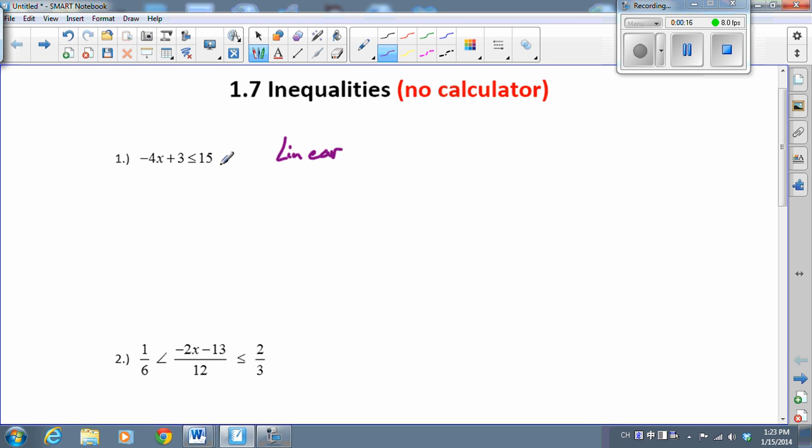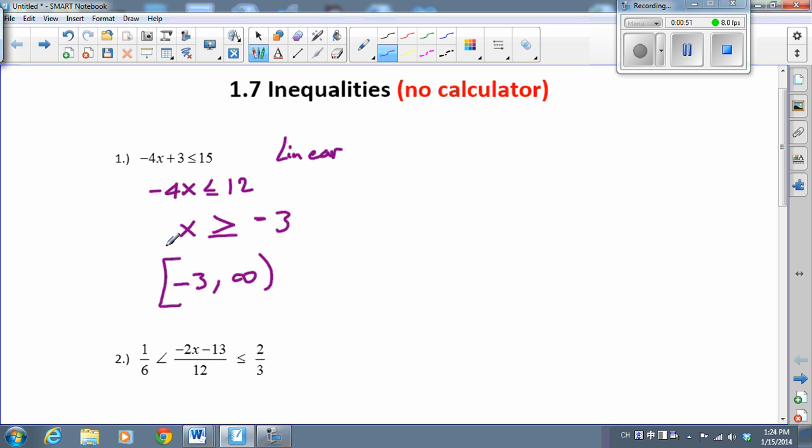Since it's a linear equation, I will just subtract 3 to get negative 4x is less or equal than 15 minus 3, which is 12, divided by negative 4, I will get x is greater or equal than negative 3. Just note that every time you divide or multiply by a negative number, you flip the inequality sign. So this is an inequality, so to write it as an interval, I need from negative 3 all the way till infinity, and that will be a bracket at negative 3.